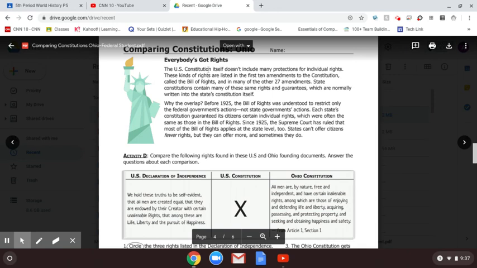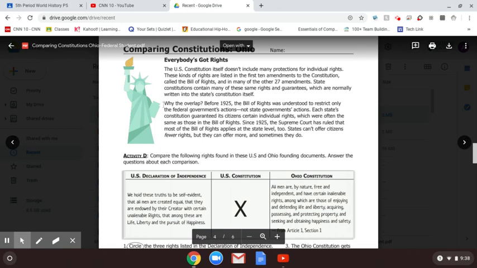So everybody's got rights. The U.S. Constitution itself doesn't include many protections for individual rights. These kinds of rights are listed in the first 10 amendments of the Constitution, called the Bill of Rights, and in many of the other 27 amendments. State constitutions contain many of the same rights and guarantees, which are normally written into the state's constitution itself. So rather than having the law and government outlined in the Constitution, then listing rights at the end, like our national Constitution does, a lot of states just include the rights directly in the Constitution.